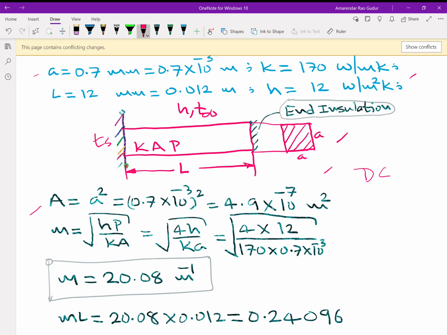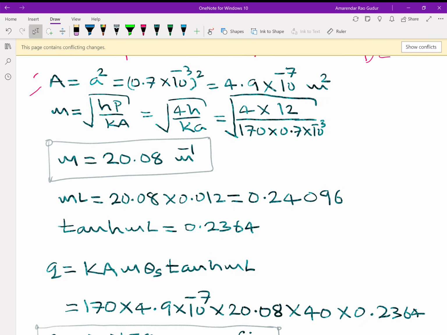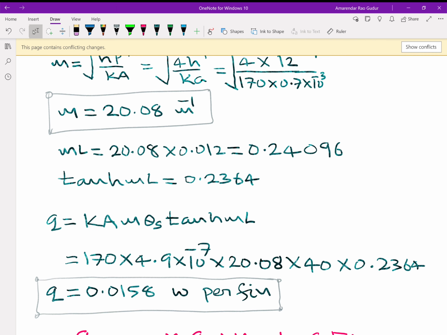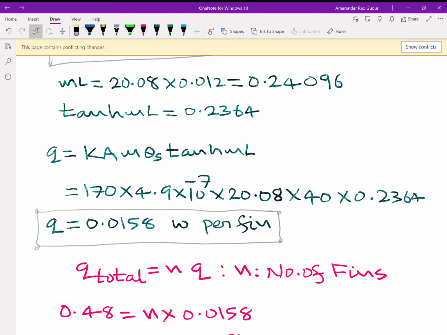Then if you calculate it, you are going to have your m as 20.08 per meter, because for square cross section, m is root of 4h by kA. This area we require at the time of heat transfer calculations. Then calculate mL. It's going to be 0.24096. tanh mL is 0.2364. Then Q is going to be root of hPkA theta s tanh mL. If you implement all this, heat transfer rate from each fin would be 0.0158 watts.